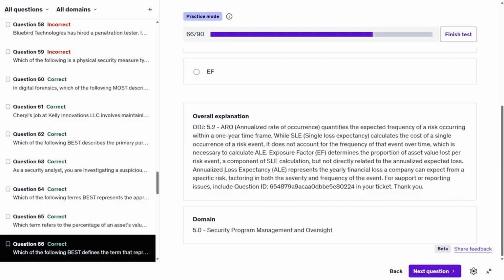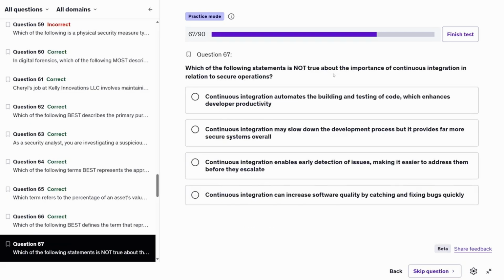And ALE, again, annualized loss expectancy, represents the yearly financial loss a company can expect from a specified risk, factoring in both the severity and the frequency of the event. Which of the following statements is not true about the importance of continuous integration in relation to secure operations?